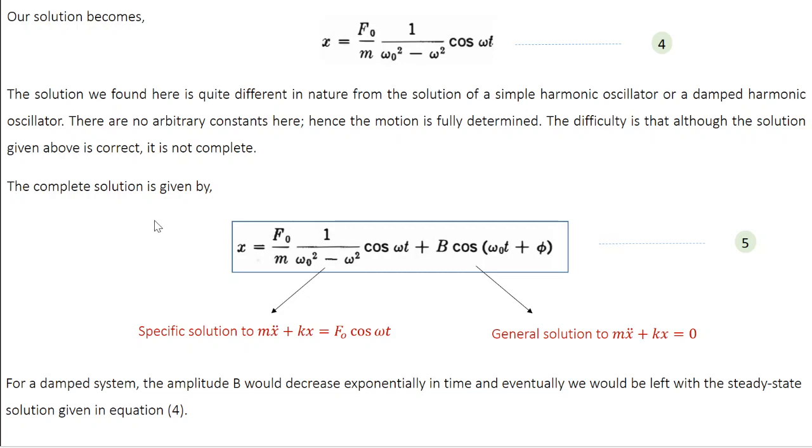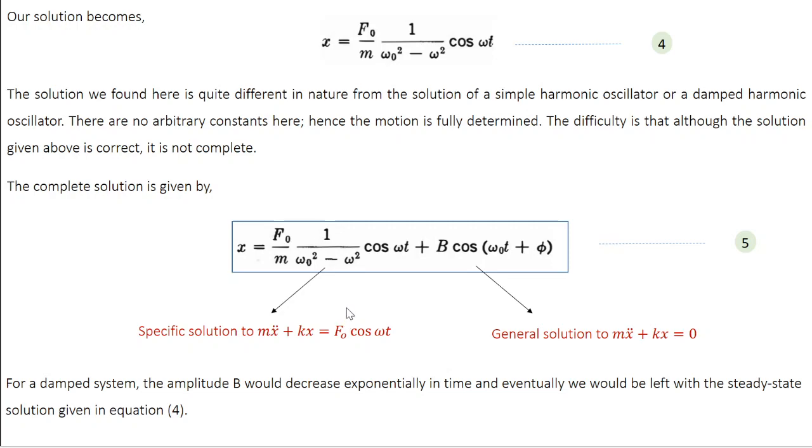So the complete solution is given by x equal to this factor f naught by m, 1 by omega naught square minus omega square, cos omega t, plus b cos omega naught t plus phi. I'm sure you are familiar with the second term. This is the solution of a simple harmonic oscillator. In other words, this is the solution of the equation of motion m x double dot plus k x equal to 0. So this term is known as the general solution, whereas the first term is the specific solution to the equation m x double dot plus k x equal to f naught cos omega t.